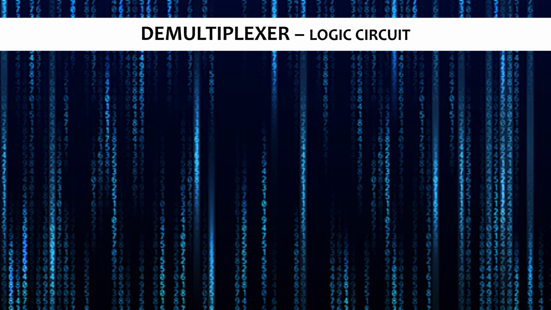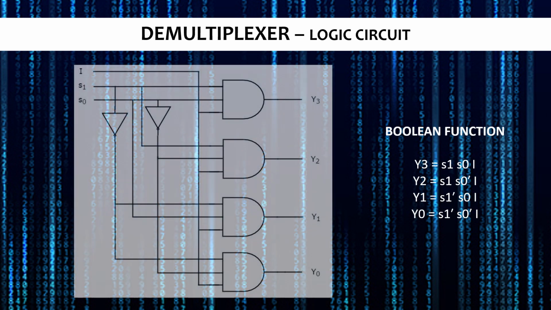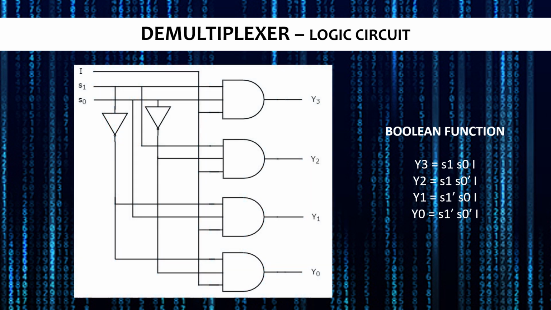Now let's draw the logic circuit. We have already drawn the truth table, and now it's very easy to derive the Boolean function from the truth table, right? Because we have a total of 4 different outputs, we have 4 different functions, and each function or each output contains 3 different inputs: 2 are selection lines and 1 is the single input. So from this Boolean expression, we can draw the logic circuit.